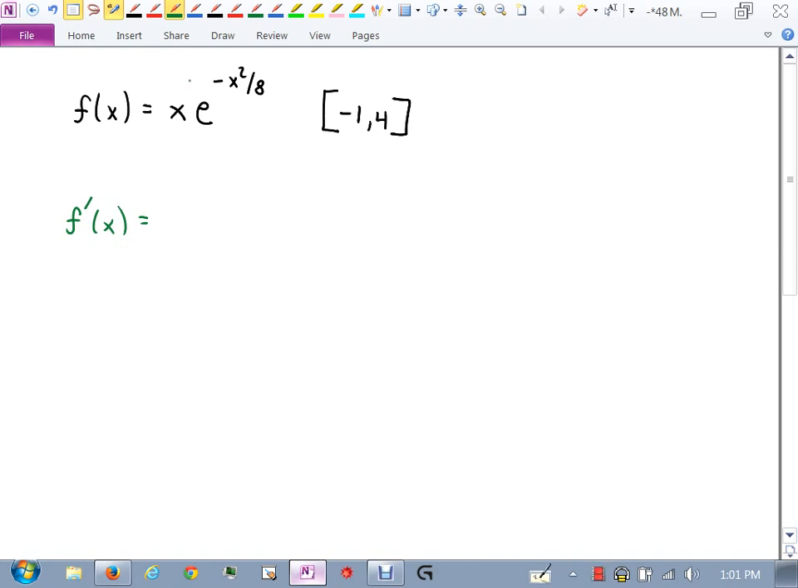So here's my product. Derivative of the first one is 1 times the second one. And then plus the derivative of e to the negative x squared over 8. Well, derivative of e to anything is itself. Then chain rule says take the derivative of what's up here. Now remember, negative x squared over 8 is the same as negative 1/8 x squared. Those are the same expressions, right?